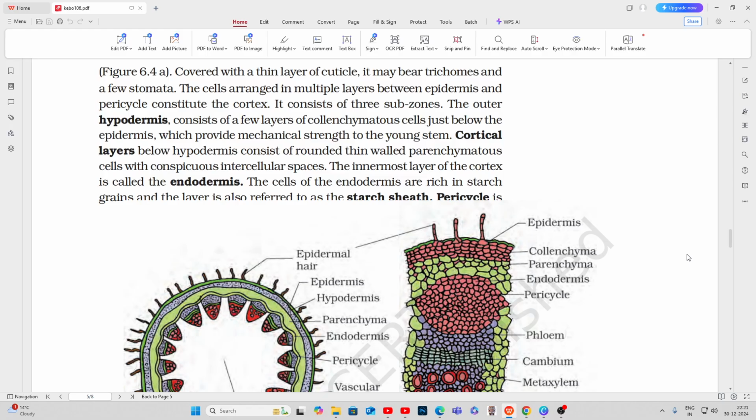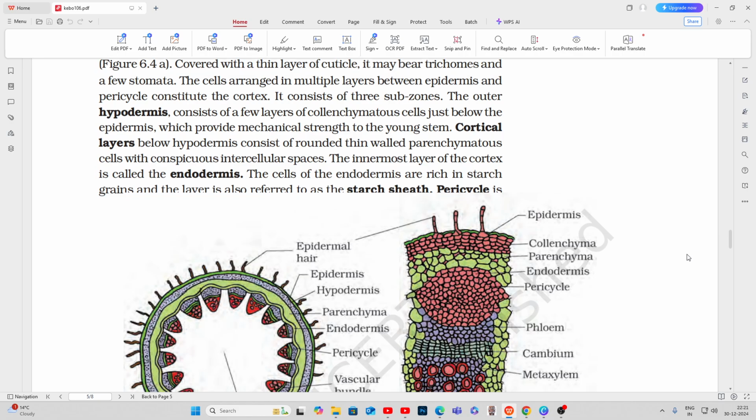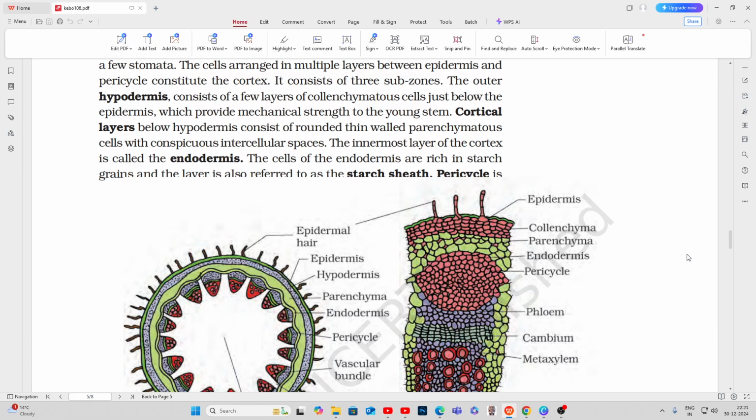Covered with a thin layer of cuticle, it may bear trichomes and a few stomata. The cells arranged in multiple layers between epidermis and pericycle constitute the cortex. It consists of 3 subzones. The outer hypodermis consists of a few layers of collenchymatous cells just below the epidermis, which provide mechanical strength to the young stem. Cortical layers below hypodermis consist of rounded thin-walled parenchymatous cells with conspicuous intercellular spaces.